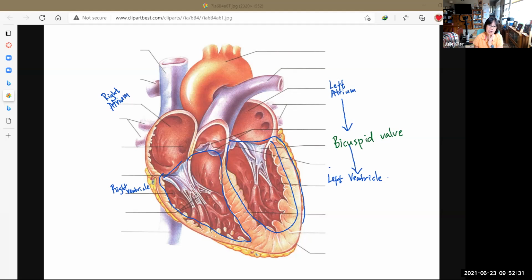Now this one, you see there are three of them. I don't know how to show that, but when you open like this, there are three of them. Yeah. So say three like this, and then when they're open, three of them. So between the right atrium and the right ventricle, which is this one, we have the tricuspid valve.